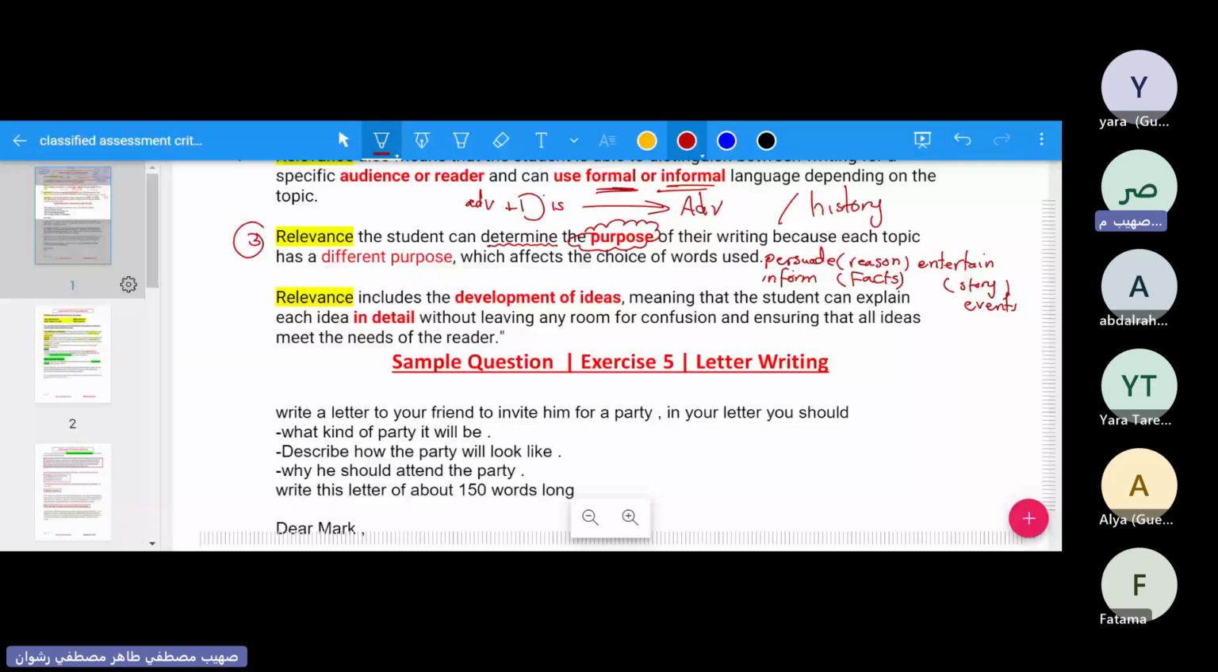I didn't say the letter. I said if your piece of writing is to entertain, it means you should include events. You don't see the screen? Sir, it's right now on sample question exercise 5 letter writing. And at the bottom is written dear Mark, comma. I said at the very bottom of the screen is written dear Mark, comma. That's all and everything on top of it I see. I don't see anything below that, sir.